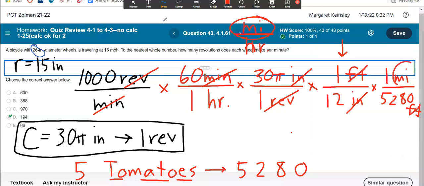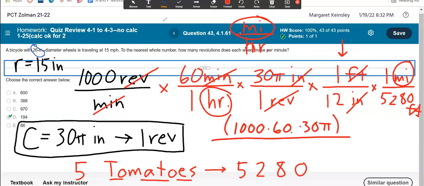So now the only thing I have left is miles on the top and hours on the bottom. Now it's a matter of doing the multiplication. I've got 1,000 times 60 times 30 pi on the top, and on the bottom is 12 times 5,280. If you want to save yourself a lot of trouble, use parentheses.